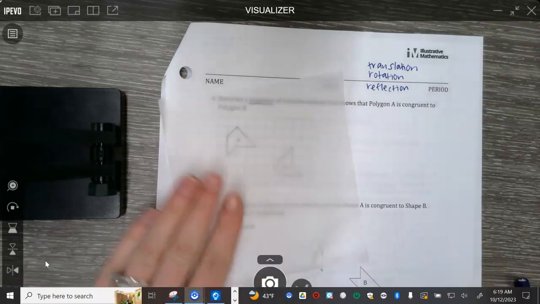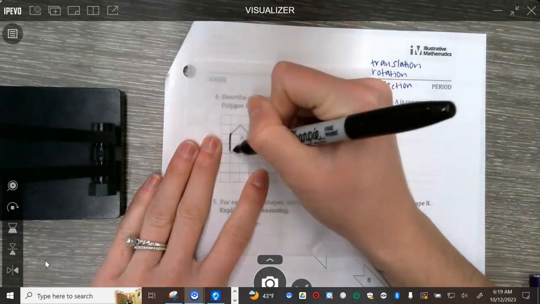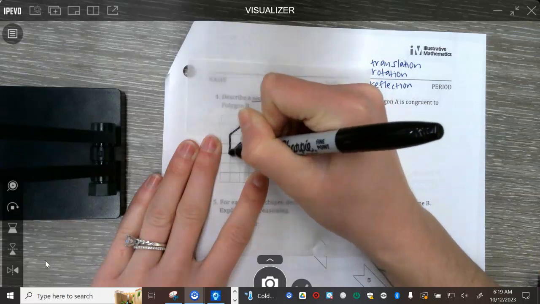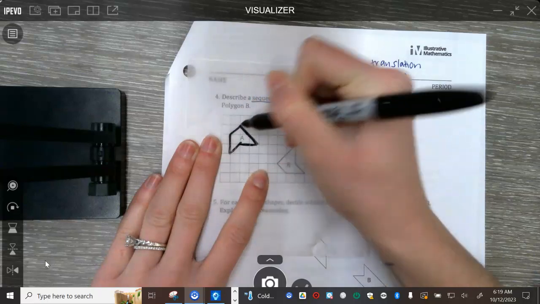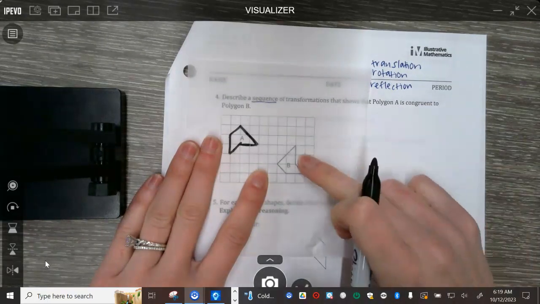So first thing I would do is use my trace paper, okay? I want to trace over my original shape, Shape A. You should be doing this with your trace paper. Pause the video until you're ready. Now, I want to change my shape so it looks like this.